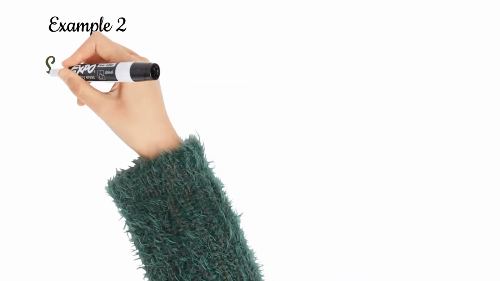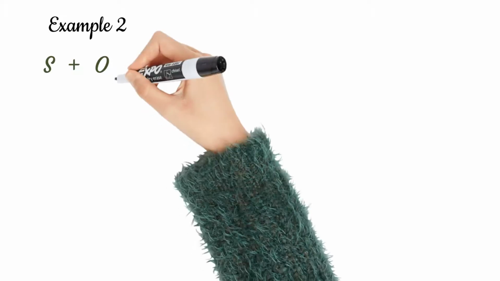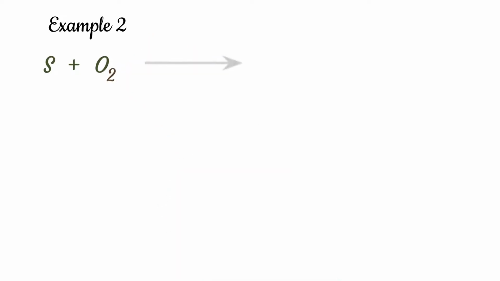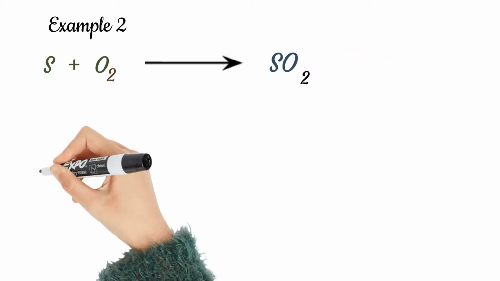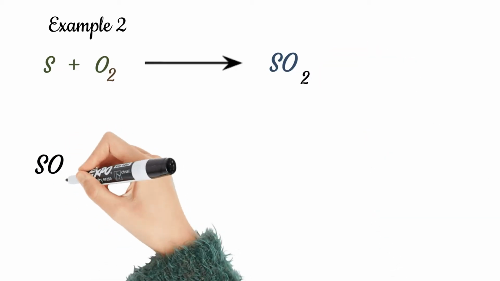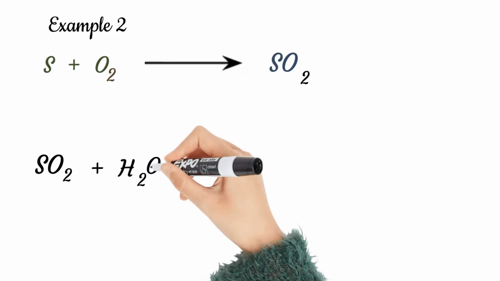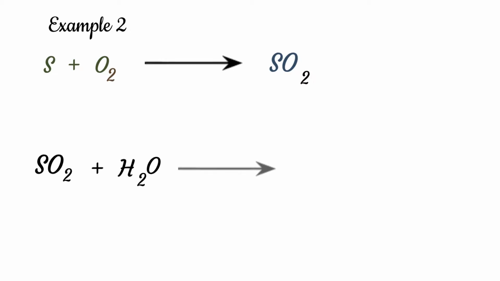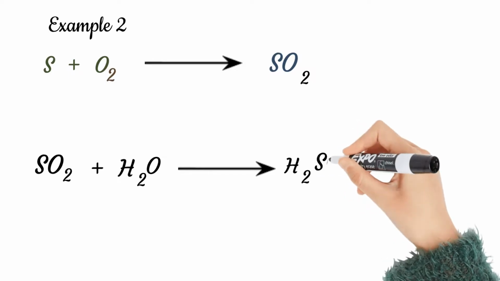Let's look at a second example, still with non-metals. Non-metal sulfur reacts with oxygen O2, and then it produces SO2, which is sulfur 4 oxide. This is also an acidic anhydride. Now, the acidic anhydride will dissolve in water to produce an acid. In this case, H2SO3.